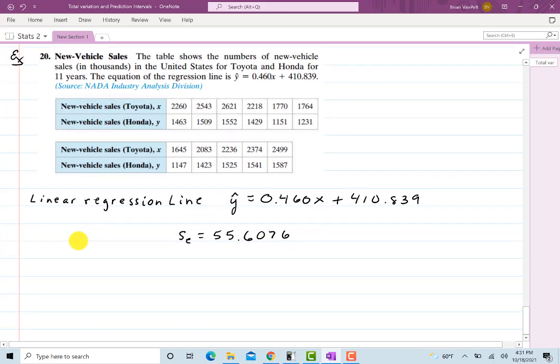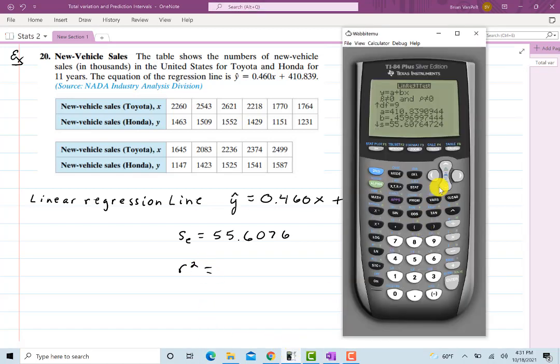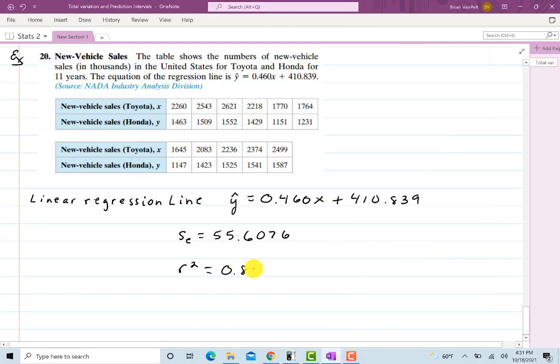And I can even get r squared from that screen. Keep scrolling down. See, there's r squared, and it will even give us r. All of that stuff's there. To 4 decimal places, r squared is 0.8942. Remember what that means. That means that 89.42% of the variation is explained. 1 minus that is unexplained.